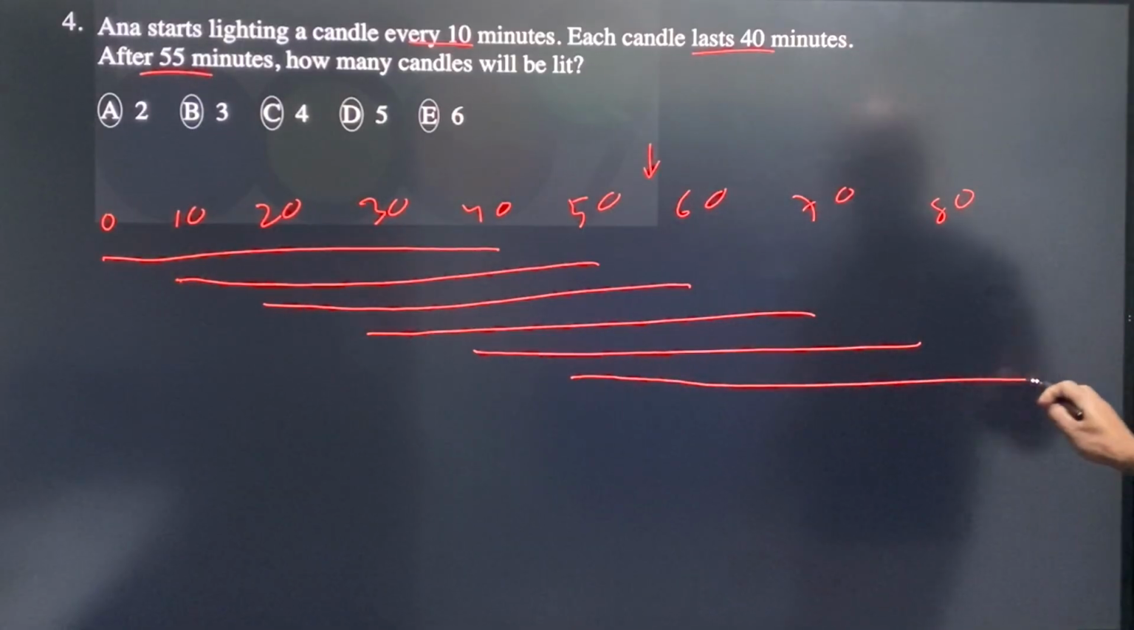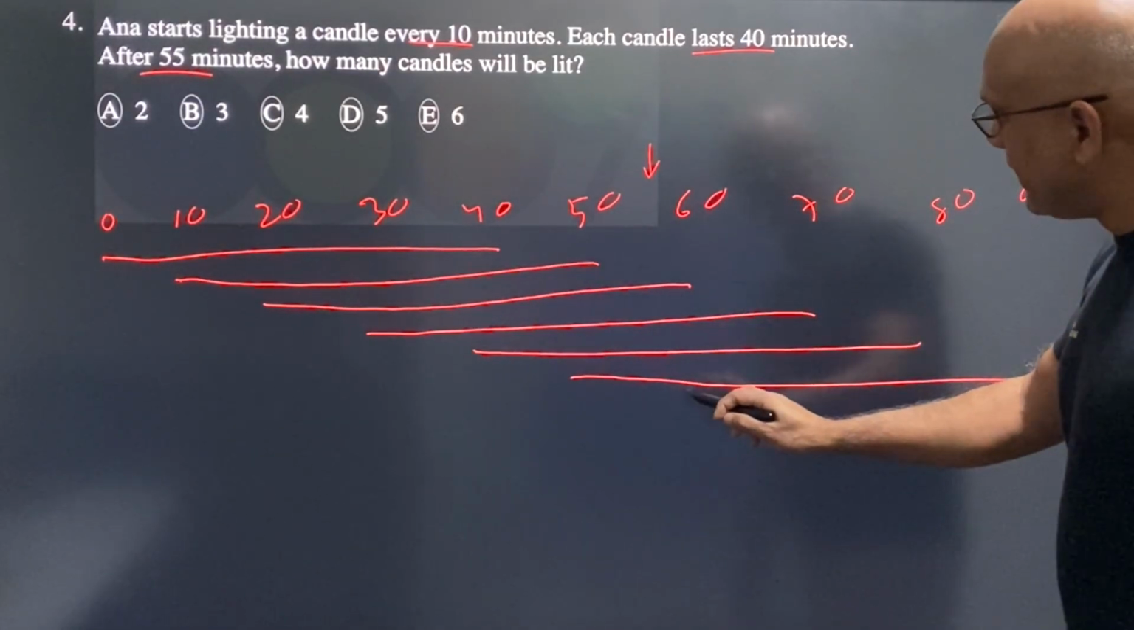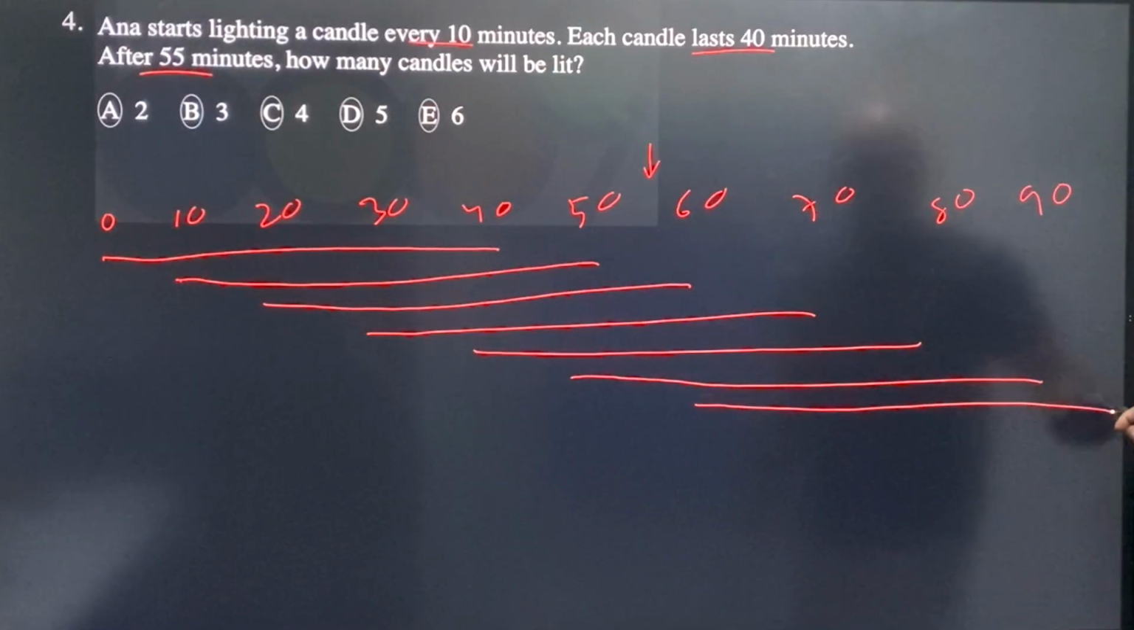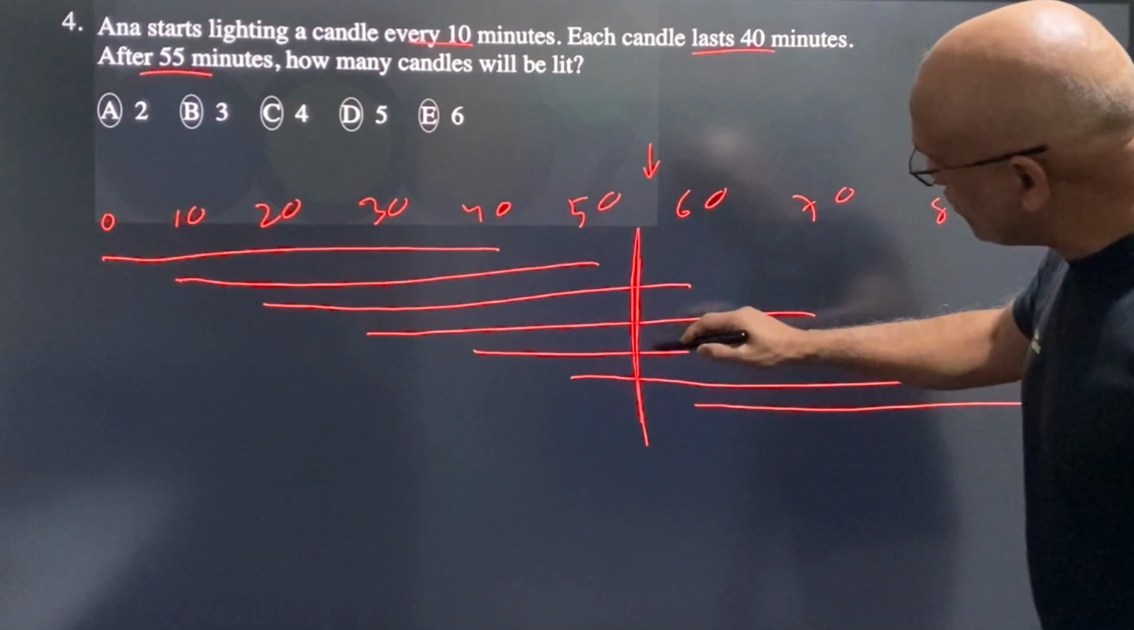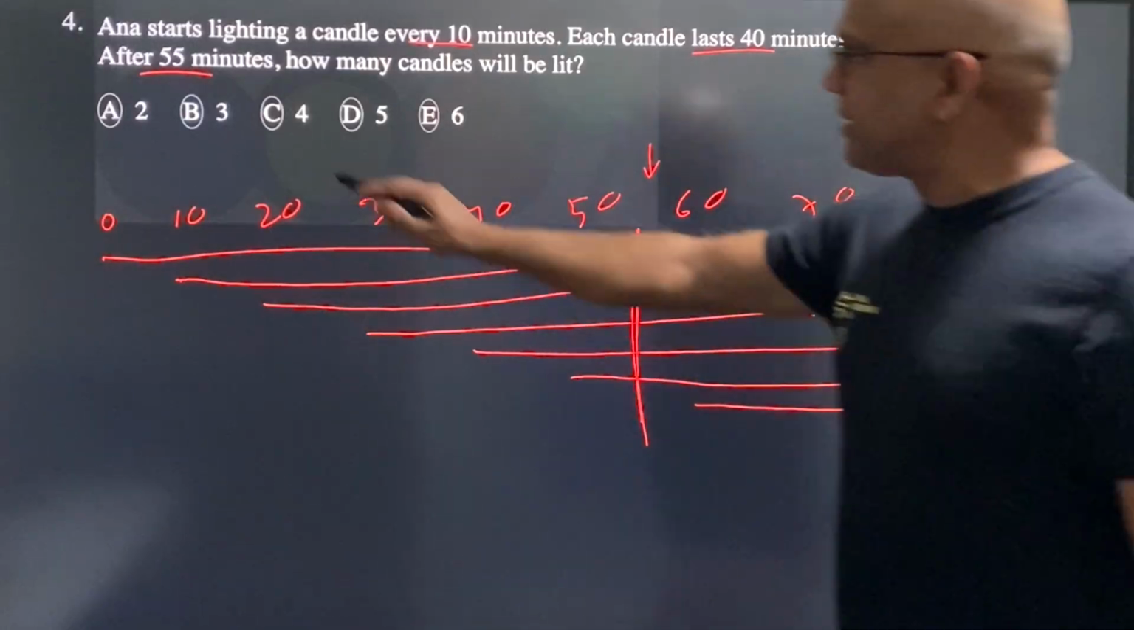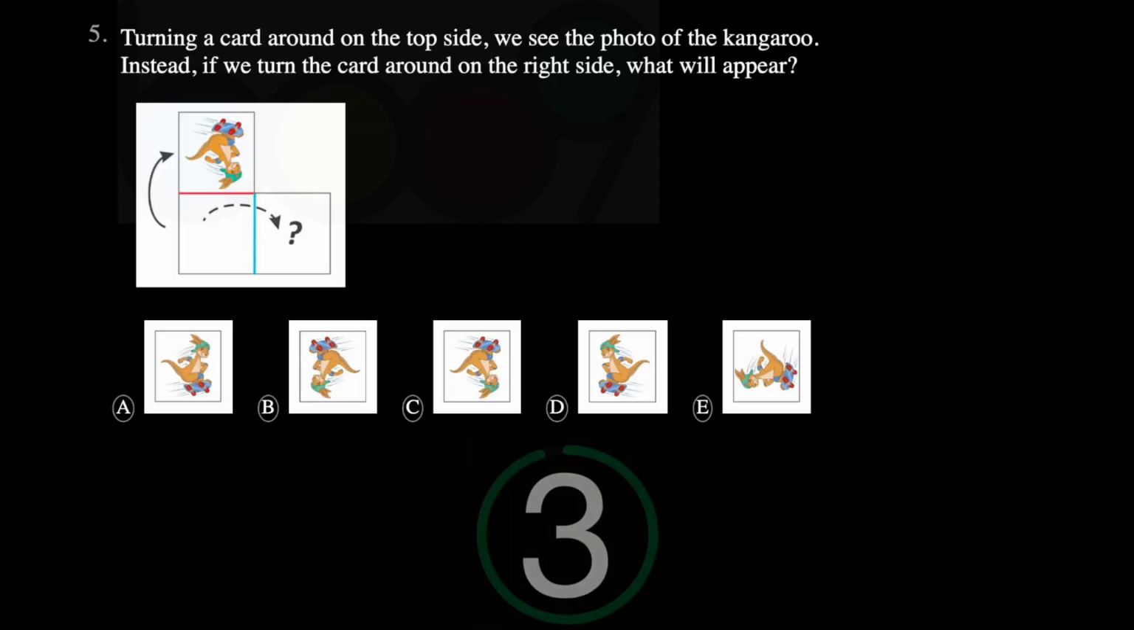50 plus 40 will go until 90. And then the next one I lit at 60, that will go until 100. But I need to check here. So here there are 1, 2, 3, 4 candles still lit. C is the correct choice.